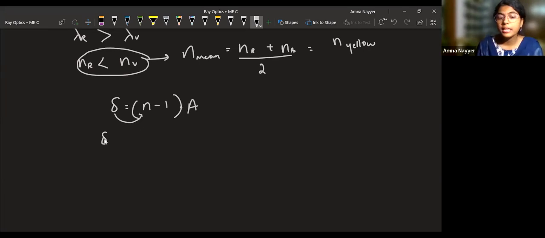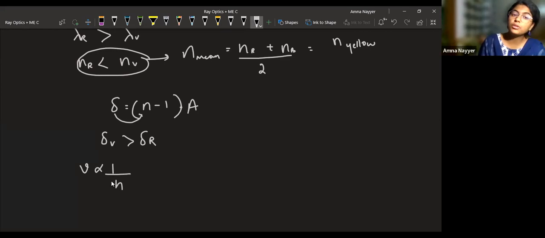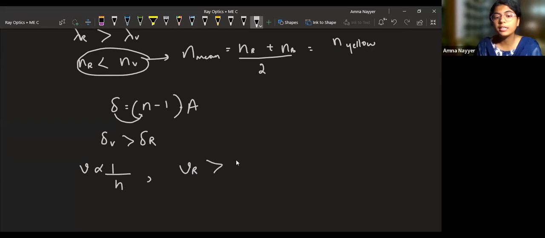So what will happen? If violet's refractive index is greater, then the angle of deviation for violet will be greater than the angle of deviation for the red color. This will be one relation. Also, one more thing can be added to this for application-based questions. Velocity is inversely proportional to the refractive index. So the velocity of the red color will be greater than the velocity of the violet color.